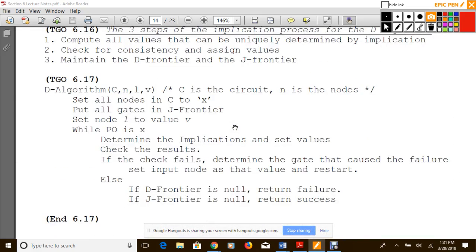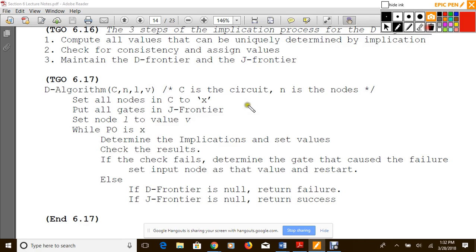But in that case, I'm going to walk through it. So the D algorithm, we have C is just the overall circuit that we're inputting. And so if you're writing C code, what you would do is you would represent some sort of algorithm, and you'd have the notation for the circuit defined in a certain way. So you have inputs, gates, and so forth, and wires. So N is all the nodes. L is the specific line that we believe has the stuck-at fault, and V is what we're stuck at, so it's 0 or 1.